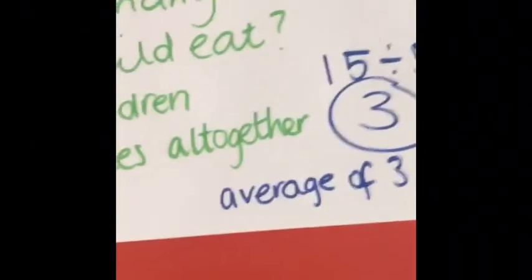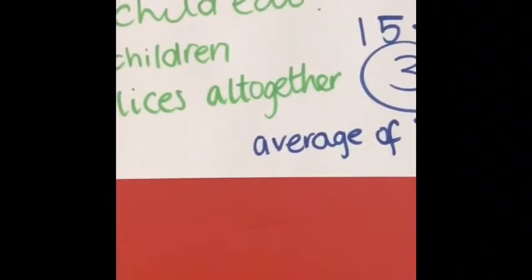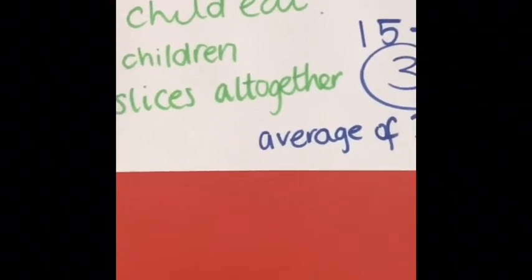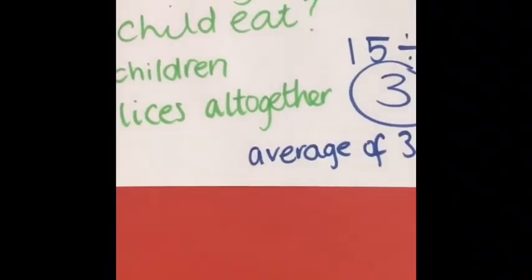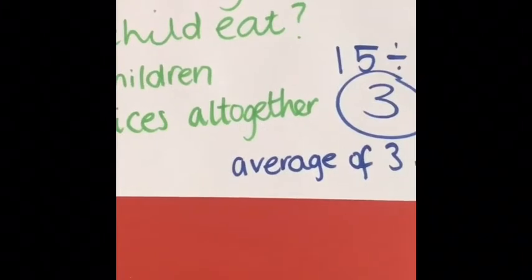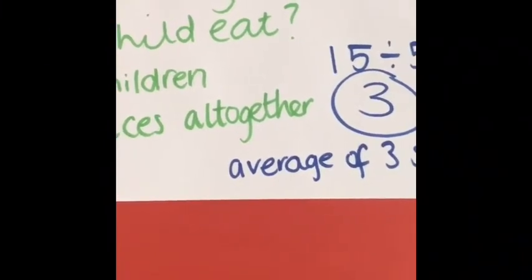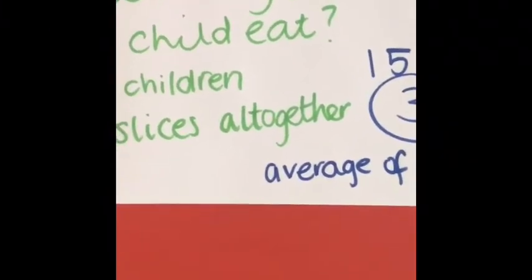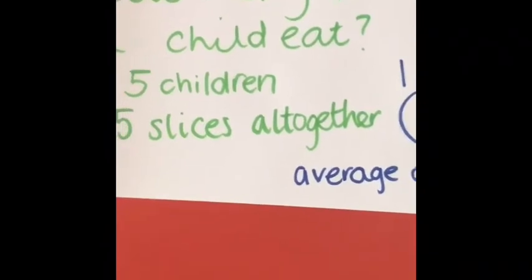So 15 divided by 5 is 3, which gives us an average of 3 slices. I want you to pause the video here and have a go at your task, worksheet 1. Then I'm going to move on and you're going to do lesson 2, because lesson 2 is just carrying on from this. If I move over, we'll be able to see what lesson 2 is.